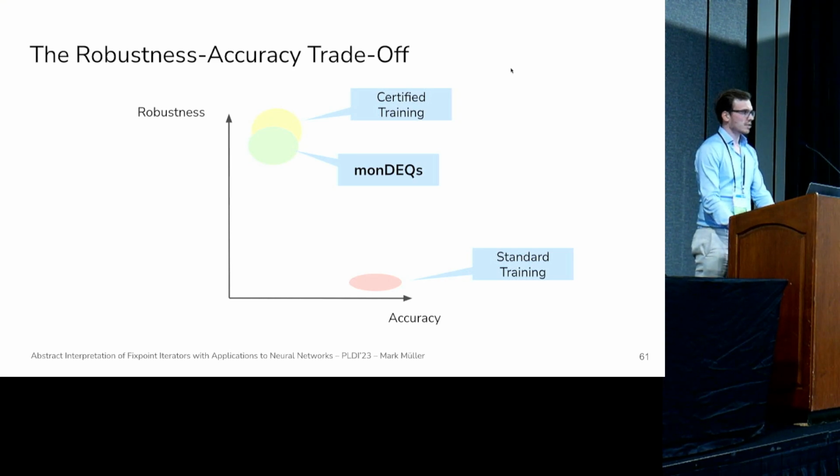We believe this has two key reasons. The first being the special parameterization required to ensure the convergence properties that we rely on actually induces strong regularization. And the second being the complex analysis that is required to analyze MonDEQs in the first place limits the scale of the MonDEQs and thus also their performance.